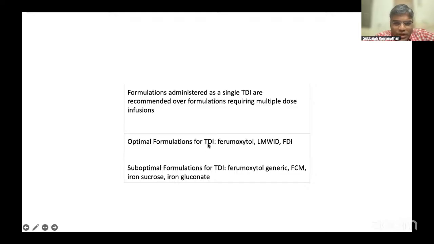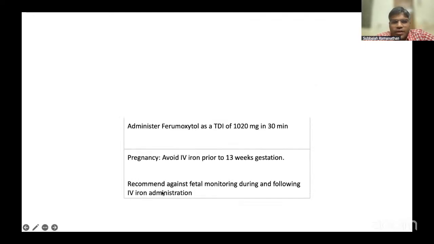They say the optimal formulations for iron replacement would be ferumoxytol, low molecular weight iron dextran, or iron isomaltoside. Suboptimal are the generic ferumoxytol, FCM, iron sucrose, and iron gluconate. But we see FCM is as good as iron isomaltoside, so we have those two in our setup. It's also said that the infusion has to be given over half an hour. That is important. Most iron infusions are completed in 20 to 30 minutes.